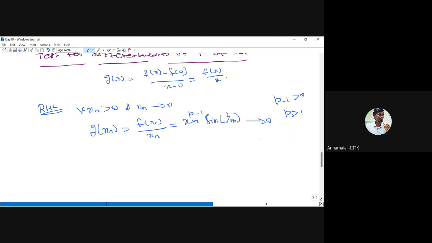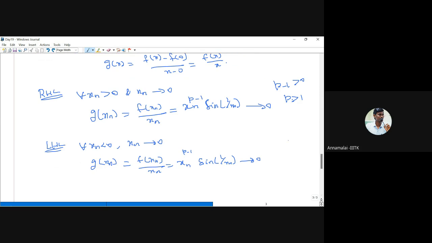Now, what about the left hand limit? Similarly, the same thing. For the left hand limit of the function g of x, if we take any sequence xn which is less than 0 and xn converges to 0, then what is g of xn? Again g of xn is f of xn by xn, which we can write as xn power p minus 1 sine of 1 by xn. This converges to 0 only when the power is positive, that is, p minus 1 is positive, that is, p is greater than 1. Therefore, the function is differentiable only when p is strictly greater than 1. If p equal to 1, it is not differentiable. We solved the previous problem.